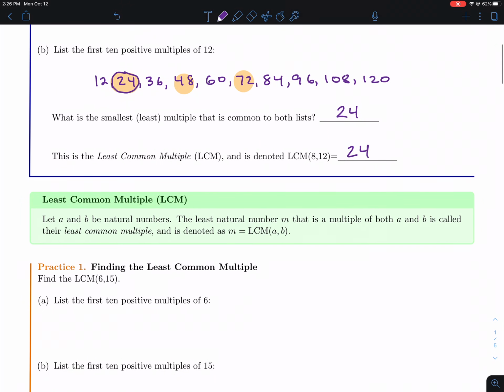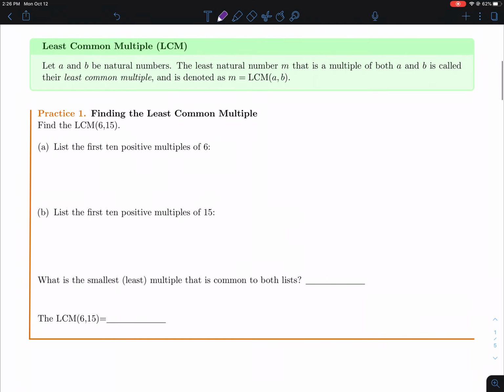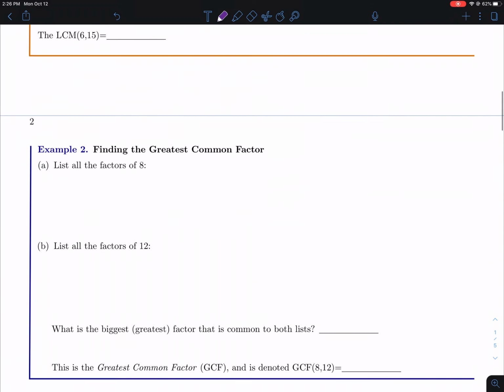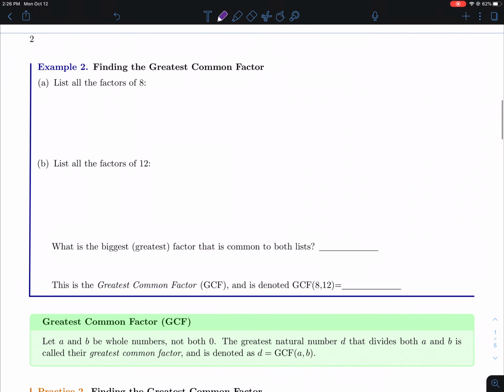And so I've formally defined what least common multiple is for you. If A and B are natural numbers, the smallest natural number m that's a multiple of both A and B is called their least common multiple and is denoted with the LCM notation. So go ahead at this point and pause the video. Do practice 1 exactly the same way I did the one above. Just list out the multiples, find the smallest one on the list, and that'll be your answer. Then when you're done, come on back and we'll talk about greatest common factor.